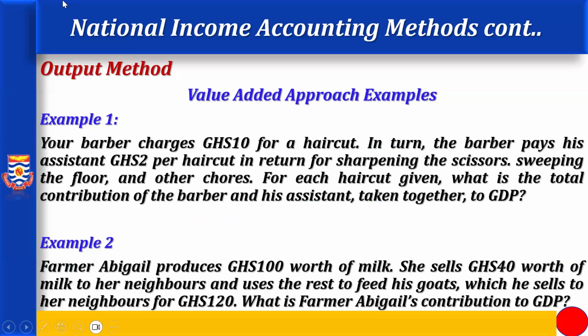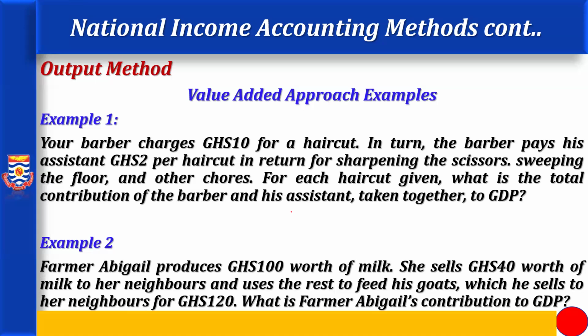Let's take another example. Your barber charges 10 cedis for a haircut. In turn, the barber pays his assistant 2 Ghana cedis in return for sharpening scissors, sweeping the floor, and other chores. For each haircut given, what is the total contribution of the barber and his assistant taken together to GDP? This is very simple, right?